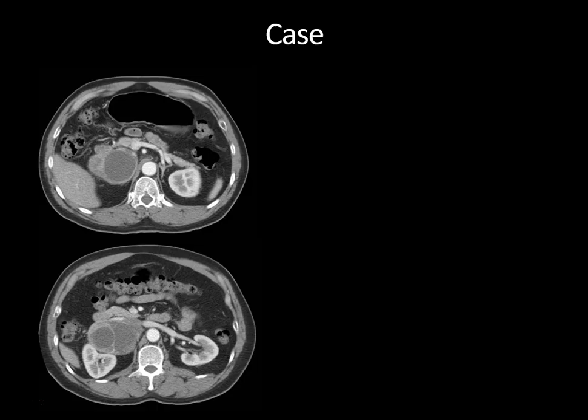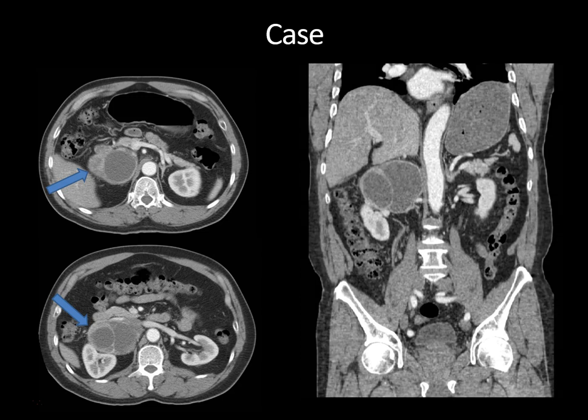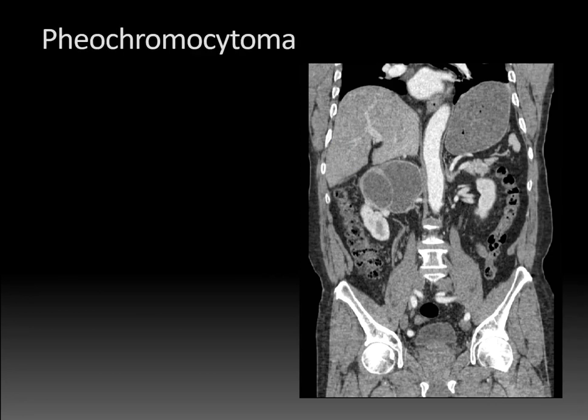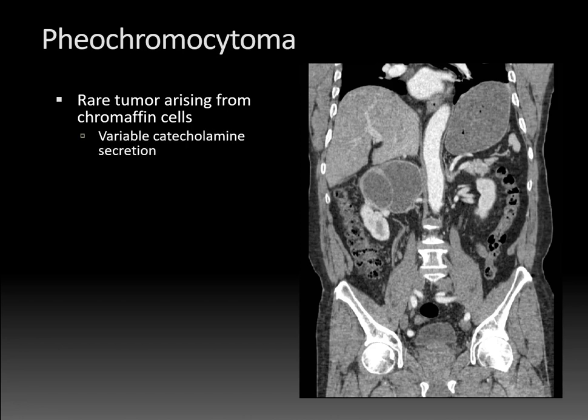So starting with a case, this was a contrast-enhanced CT scan of the abdomen through the level of the kidneys and lower adrenal glands. And there is a complex mixed cystic and solid mass in the region of the right adrenal gland. You can see that it's impressing upon and displacing the right kidney, but it does not seem to be arising from it. There is at least a partial fat plane separating the two structures. And then this coronally reformatted image also shows the mixed cystic and solid mass, which turned out to be a pheochromocytoma. So these are rare tumors that arise from chromaffin cells, and they have variable catecholamine secretion.